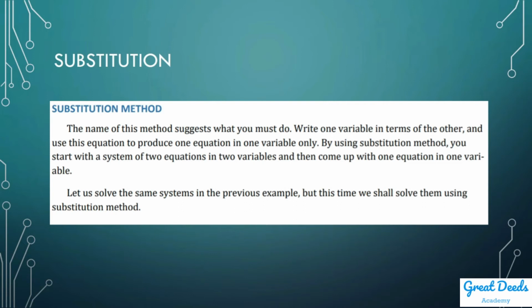The next method is substitution. The name tells you what you must do. You write one variable in terms of the other and use this equation to produce one equation in one variable only. You start with a system of 2 equations in 2 variables, and your goal is to produce one equation in one variable. We will solve the problems presented under the graphical method using the substitution method.